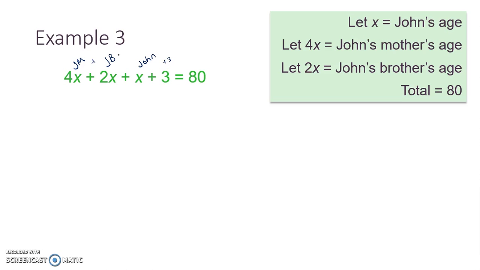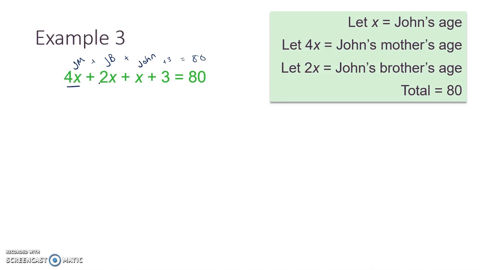So John's mother plus John's brother plus John plus 3 equals 80. And that's what we've translated here. We found John's mother, 4x, John's brother, 2x, John is x, and then add 3, and we will get 80. And now we can solve and find out how old each of these people are.